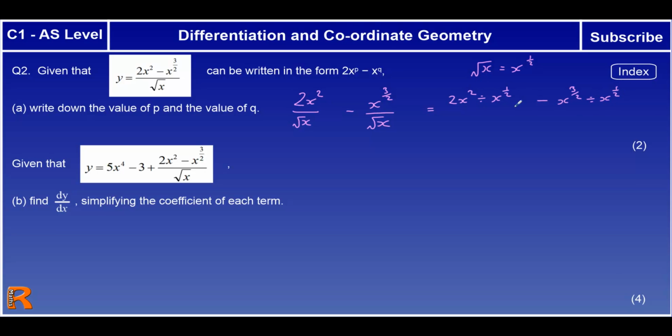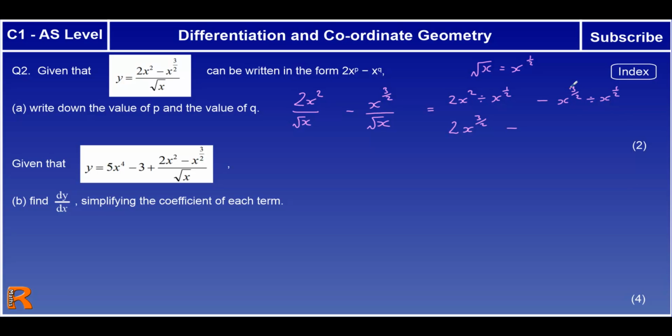Now, if you go back to your powers rules, you should know when you're dividing powers, you subtract the indices. So the 2 doesn't make any difference, so we just put that on the front. So we've got 2 times x squared divided by x to the half, which is x to the 2 minus a half, which is 1 1/2. Now we should really write that as 3 over 2. All fractions really should be written as top-heavy fractions because they're more easily manipulated that way.